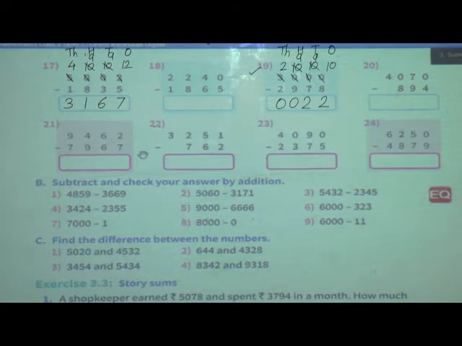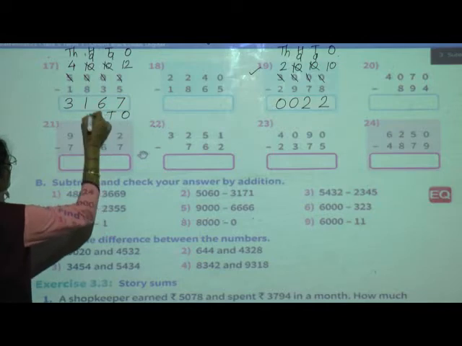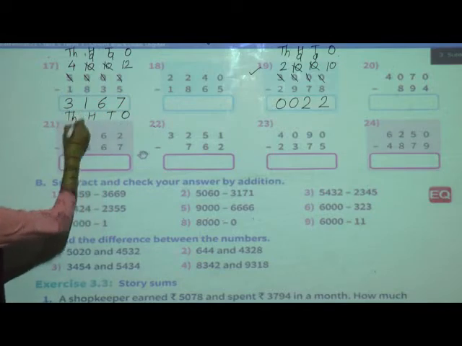Okay. So now after 19 the next number is 21. This 21st example we will take now. See the first number. The first number is 9462. What is the another number? The second number is 7967. So write their places. Ones, tens, hundreds and thousands place.